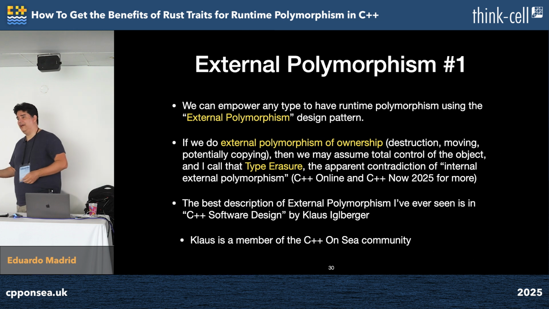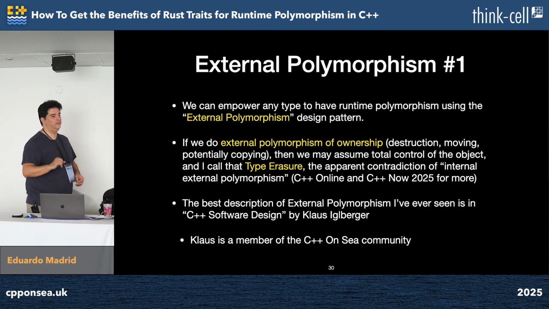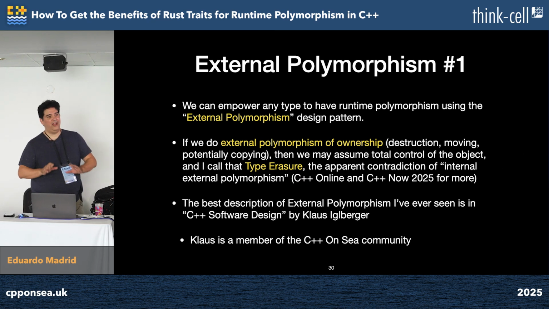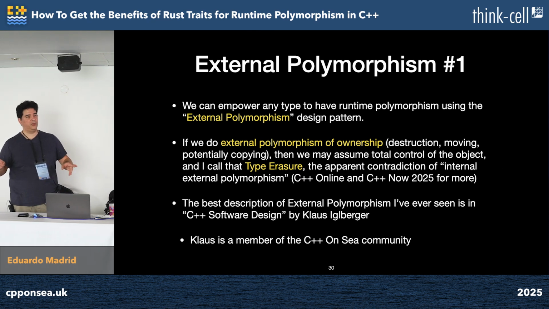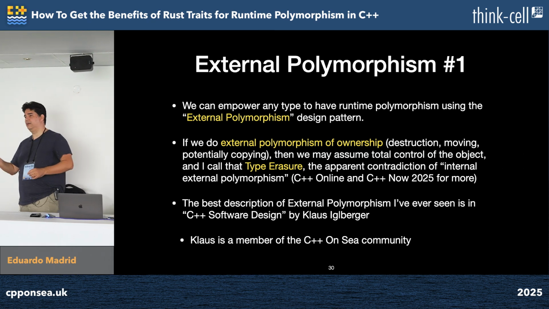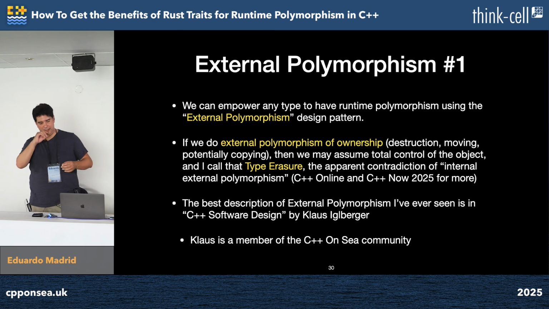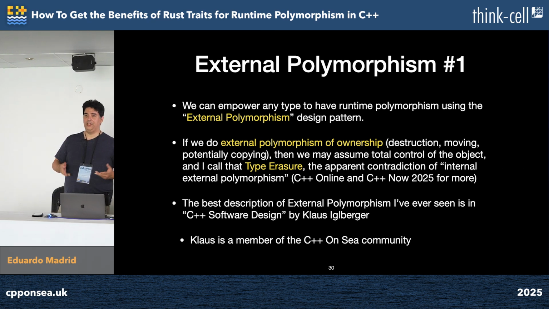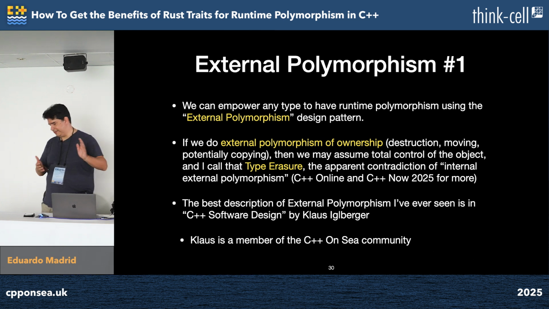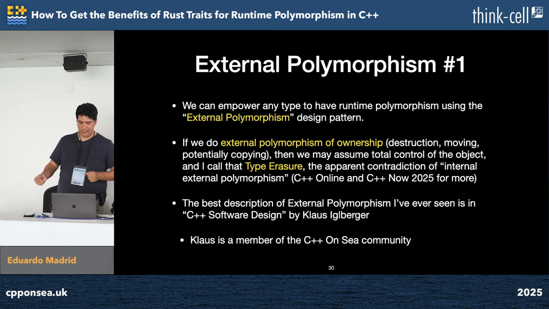So if we also have runtime polymorphism via external polymorphism of the APIs needed for ownership, in particular destruction, moving, copying perhaps, then we have complete control on the runtime polymorphism of the objects. And at that point, we can do something more radical that I call type erasure. For me, the most operational definition of type erasure is when you do external polymorphism on the ownership of the types or instances of the type.